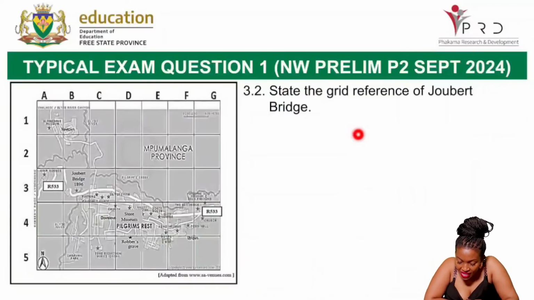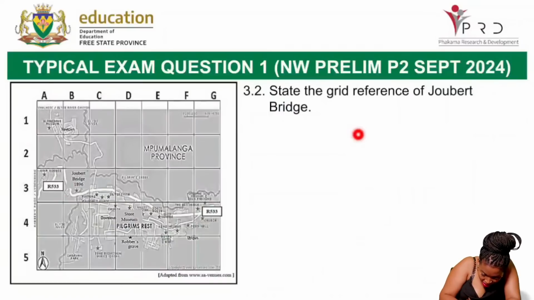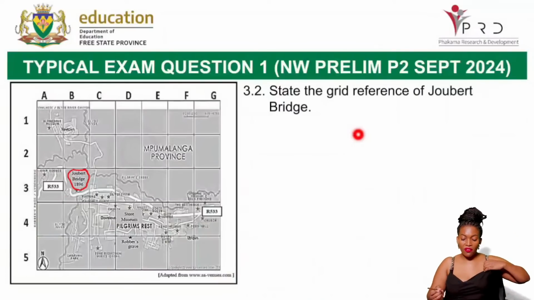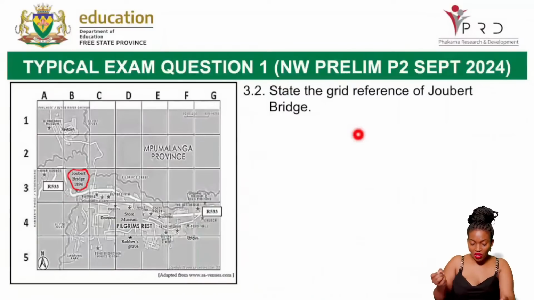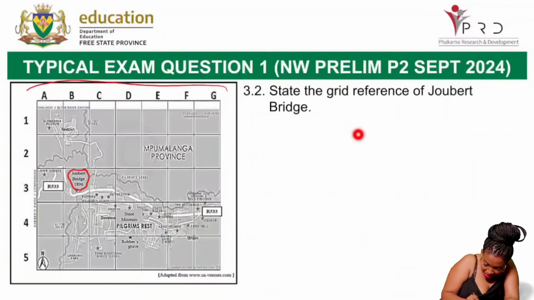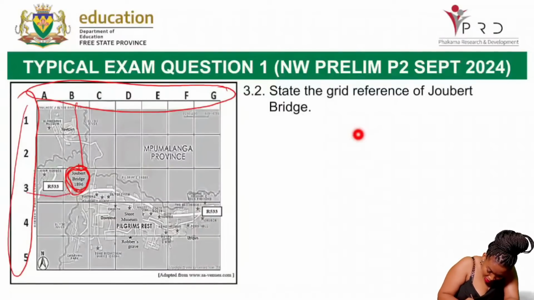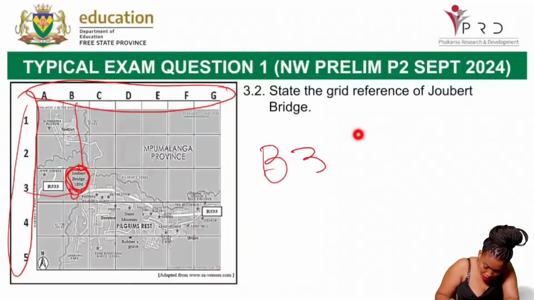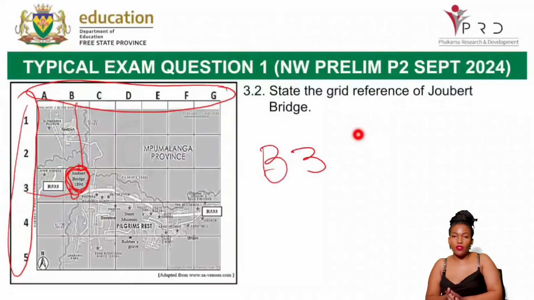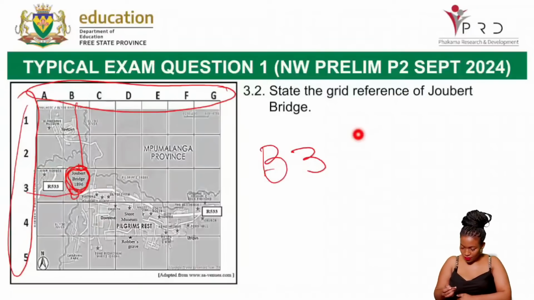3.2. State the grid reference of Joubert Bridge. Joubert Bridge, where is it? It is here. When we give the grid reference, we look at the letters here and we also look at the numbers. So here is our Joubert Bridge. It is at B3. So the correct answer here is B3. That is the grid reference for the Joubert Bridge.